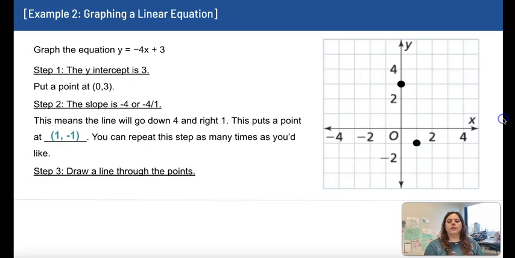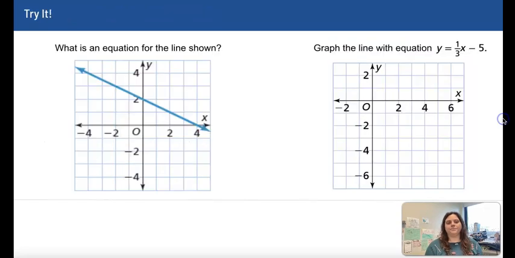So from here, I graph my line by connecting the 2 points. So I take my y-intercept, the number added at the end, put a point there. Then I use my slope telling me what to do, up, down, left, right, to get a second point. Then I connect them with a line.